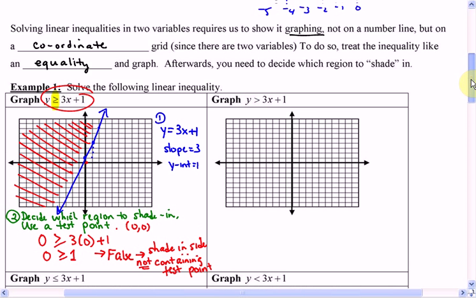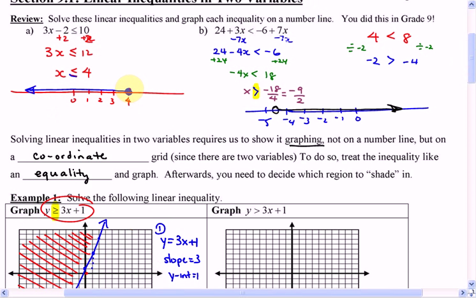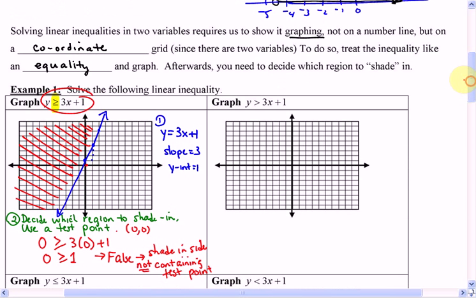So just like before when I had an equal to sign, I use something that's solid. When I have just the greater than sign, I'll use an open dot in the previous case. Well, we don't use open dots here, but what we'll do is we'll just write a dotted line. So same idea, but this time we'll just make it dotted to show that the points on the line actually are not part of our solution.